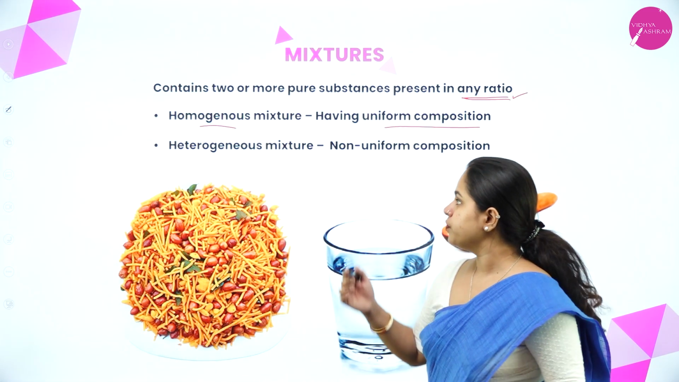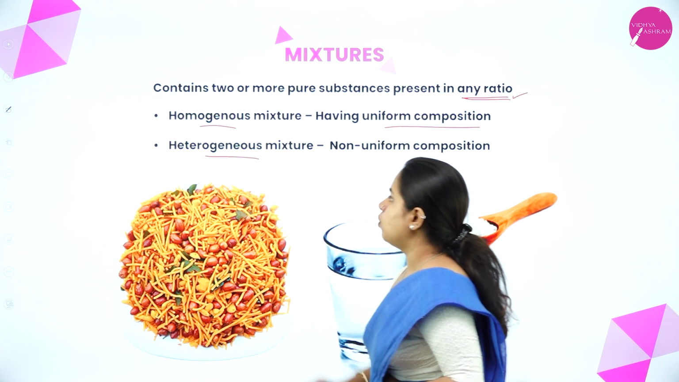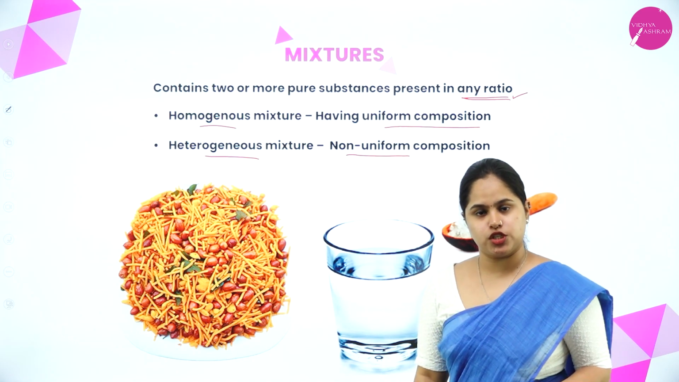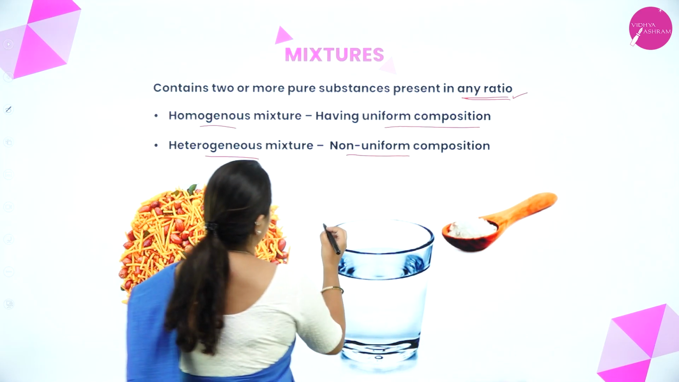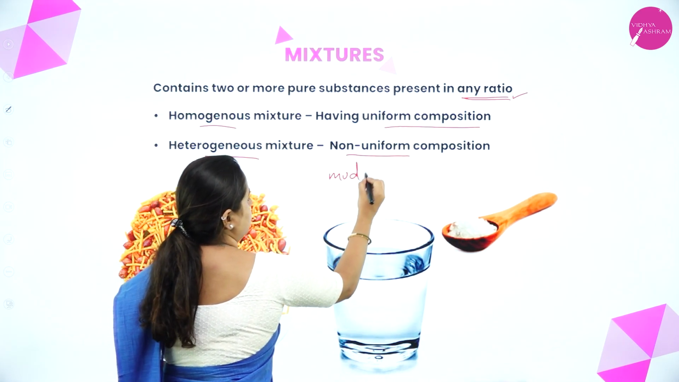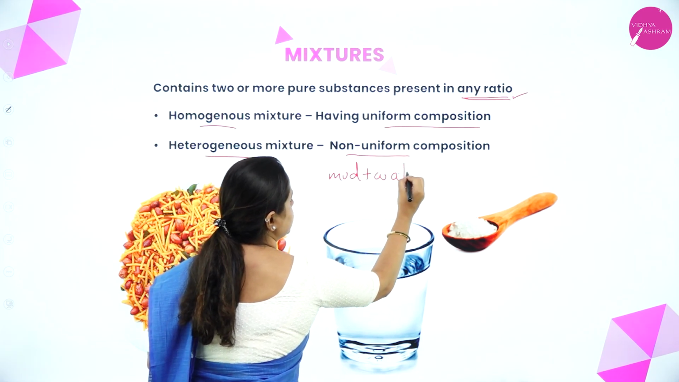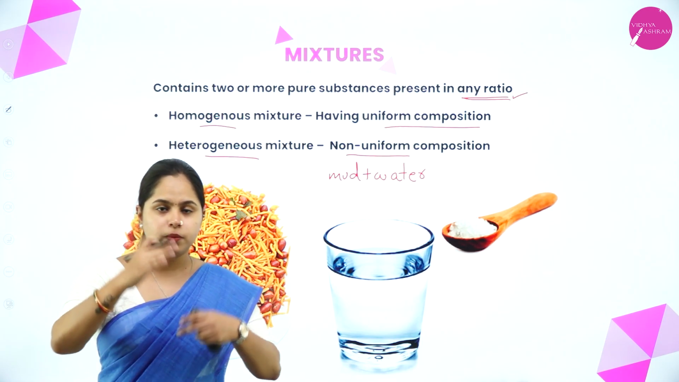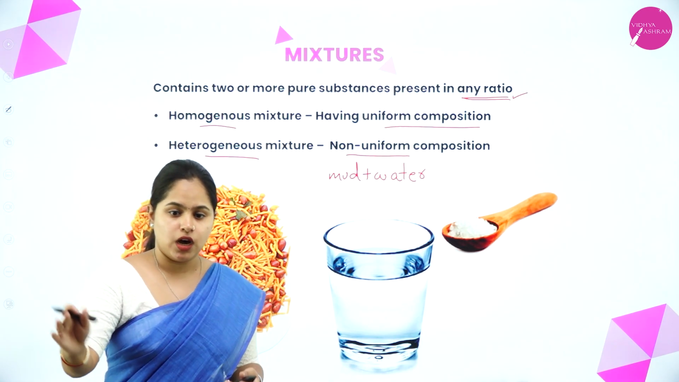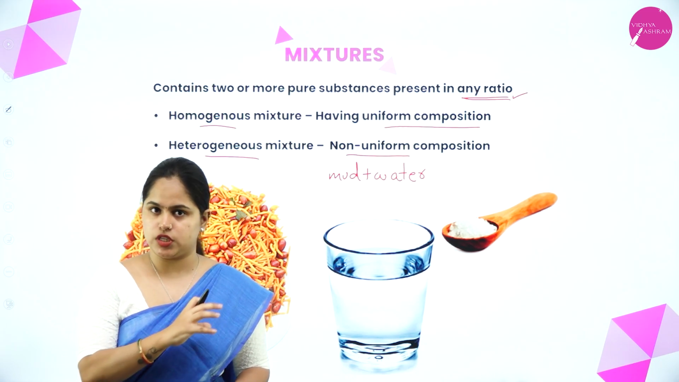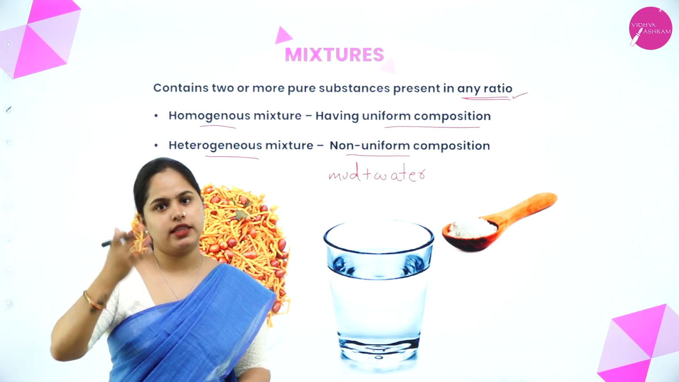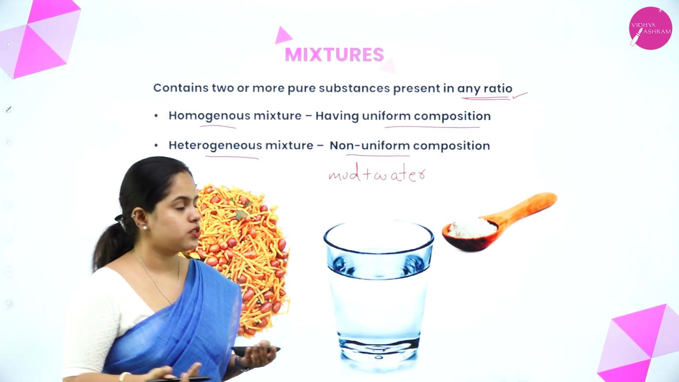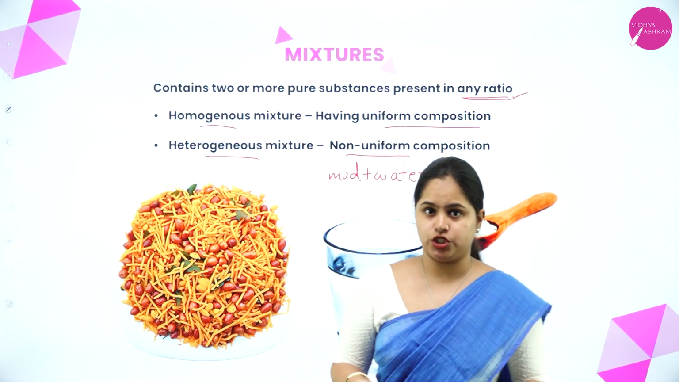Now let's come to heterogeneous mixture. So what is a heterogeneous mixture? They are mixtures having non-uniform composition. Let's take the example of mud and water. You will get muddy water. In this case, even if you mix thoroughly, you will be able to see two different layers. On the bottom part you will see the mud, and on the top part there will be water. Such mixtures are called heterogeneous mixtures.